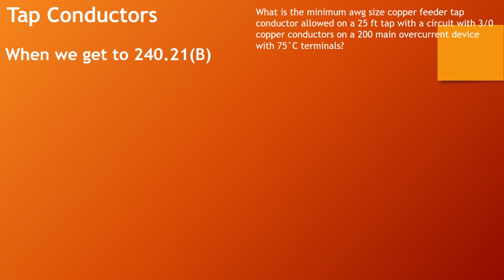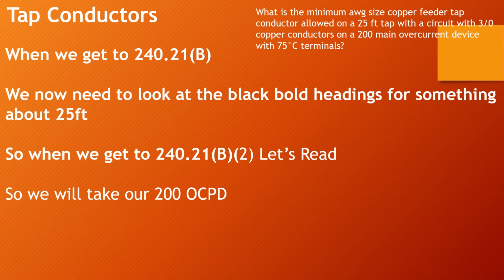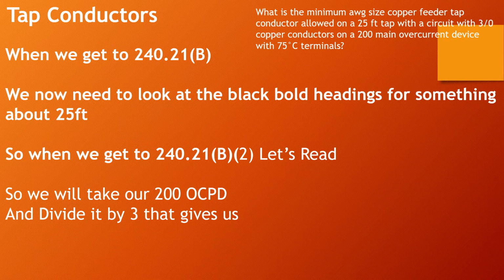The tap conductors are protected from physical damage, and that's going to be a given in any electrical installation. So our question states that we have a tap 25 foot long and a 200 amp main overcurrent device. So really the only thing we have to make sure we hit for our question is that we need to find 1/3 of the rating of the overcurrent protective device. So we're going to take our 200 amp OCPD. We're going to divide that by 3. We just need to find what 1/3 of it is. We divide by 3. We find that 66.6 amps is what we're going to size our wire by.